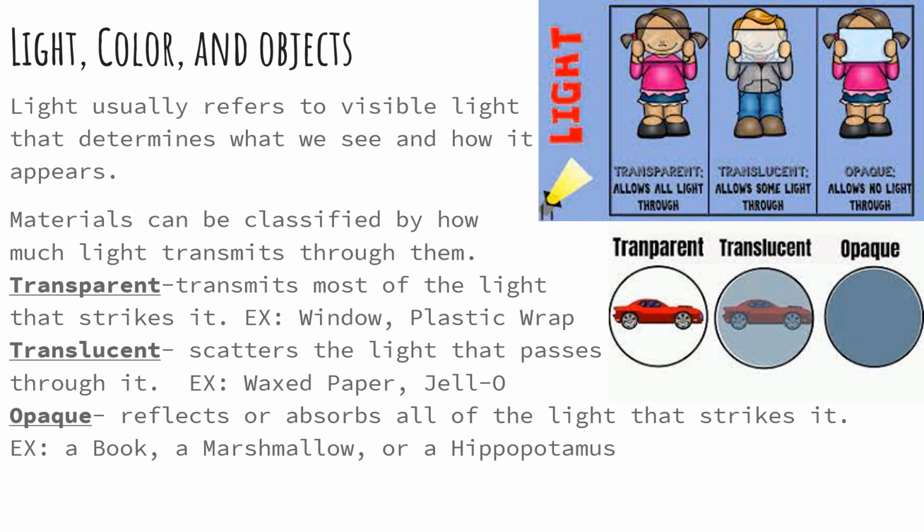Opaque reflects or absorbs all of the light that strikes it. Examples: a book, a marshmallow, a hippopotamus, anything you can't see through. And these are all excellent examples up above, and pictures to express that.